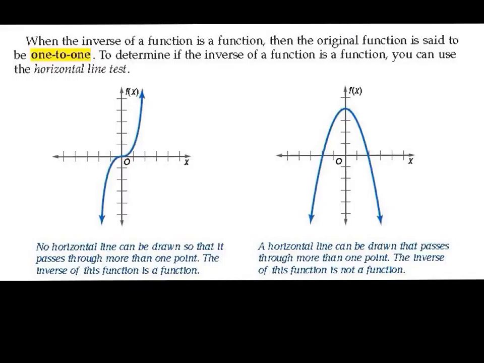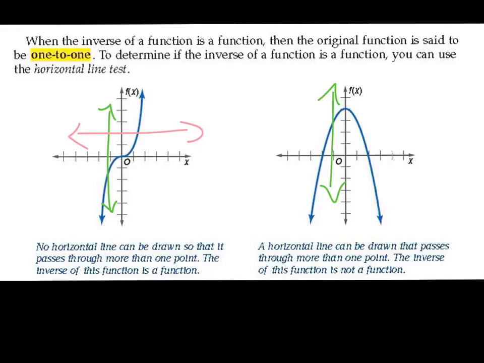Now we already had the vertical line test, which tests to see if we have a function, and of course they are both functions. So in order to be a one-to-one function, you first have to be a function at all. To use the horizontal line test, we're checking the same way we did the vertical. So no horizontal line can be drawn so that it passes through more than one point. So the inverse of that function is a function.